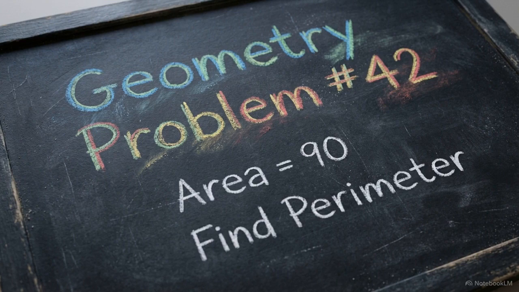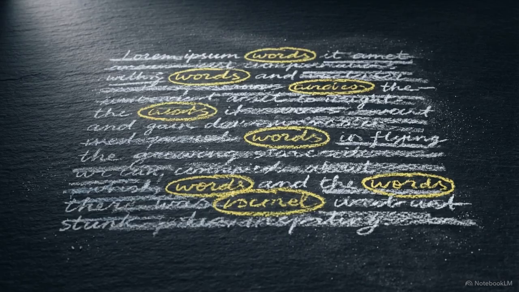Look at this. The length of a rectangle is 3 more than twice its width. The area is 90 square centimeters. What is the perimeter? When staring at a paragraph of text with very few numbers, it's easy to freeze up. We're asked to find a physical shape, but all we have is a block of words.